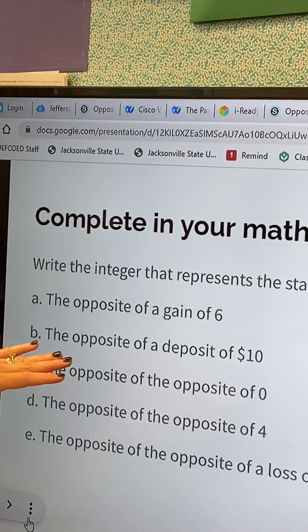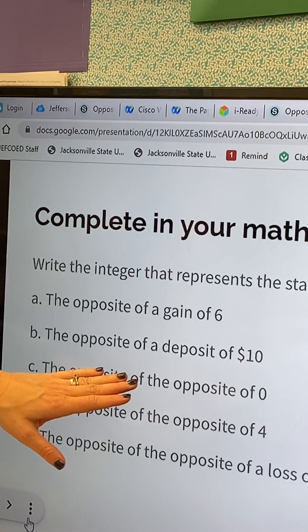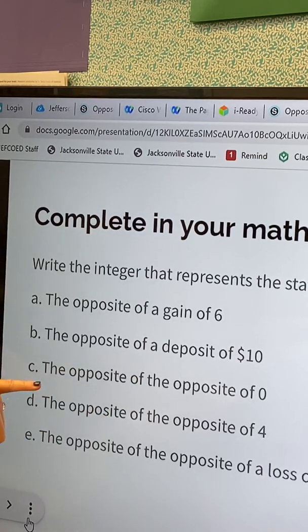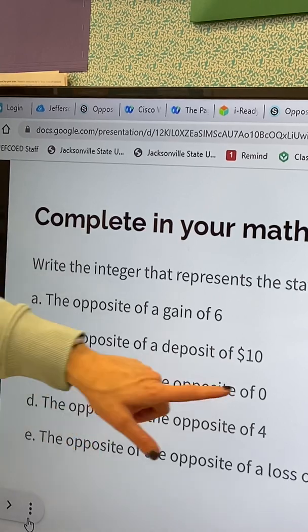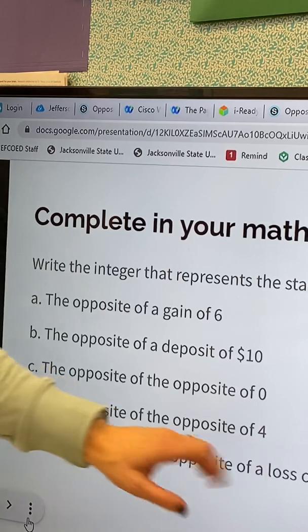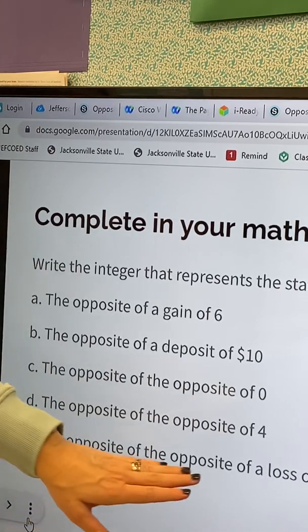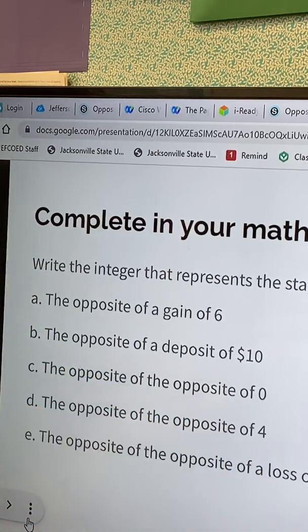B, the opposite of a deposit of $10. What is the opposite of a deposit of $10? Negative 10. C, the opposite of zero. Zero doesn't have an opposite, remember? D, the opposite of the opposite of 4. The opposite of the opposite is back to 4. E, the opposite of a loss of 5. Negative 5.